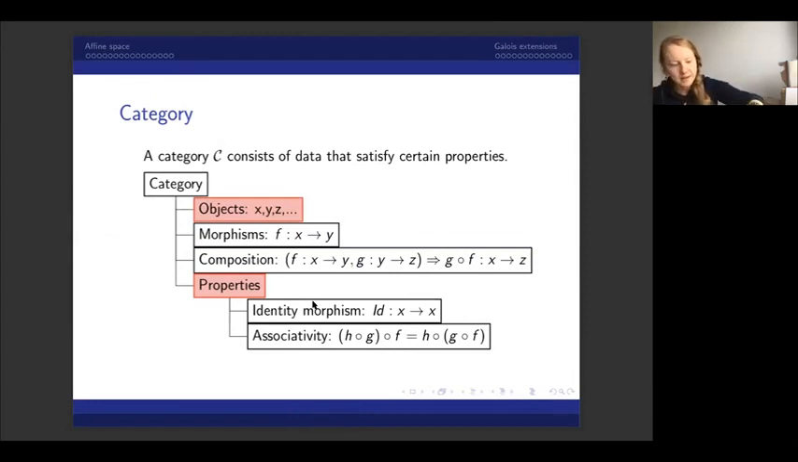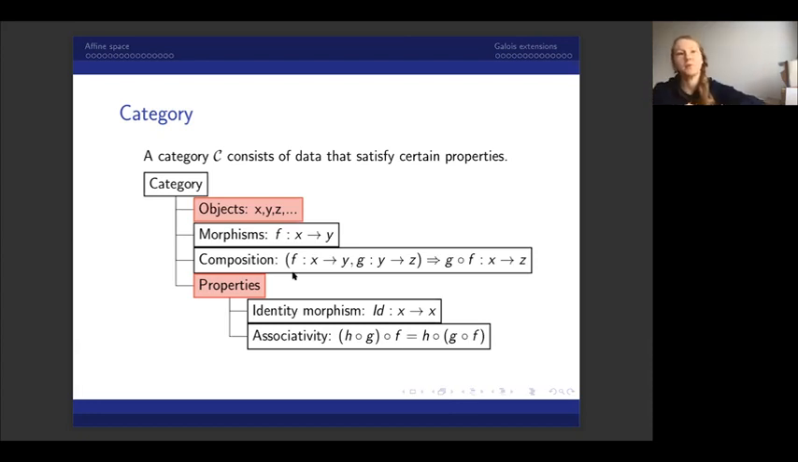In case you don't know what a category is, it's not a problem, because I'll recall the notion. A category C consists of some data that satisfy certain properties. You need two very important things: some things called objects, so you have objects X, Y, Z, and so on, and some relations between them, which are called morphisms. F maps X to Y. Along with the morphisms, you have a property of composition. If you go from the object X to Y via the morphism F and from Y to Z using the morphism G, then you have a composition operation, which is absolutely possible. So you have G composed with F mapping X to Z. Right, so this is important.